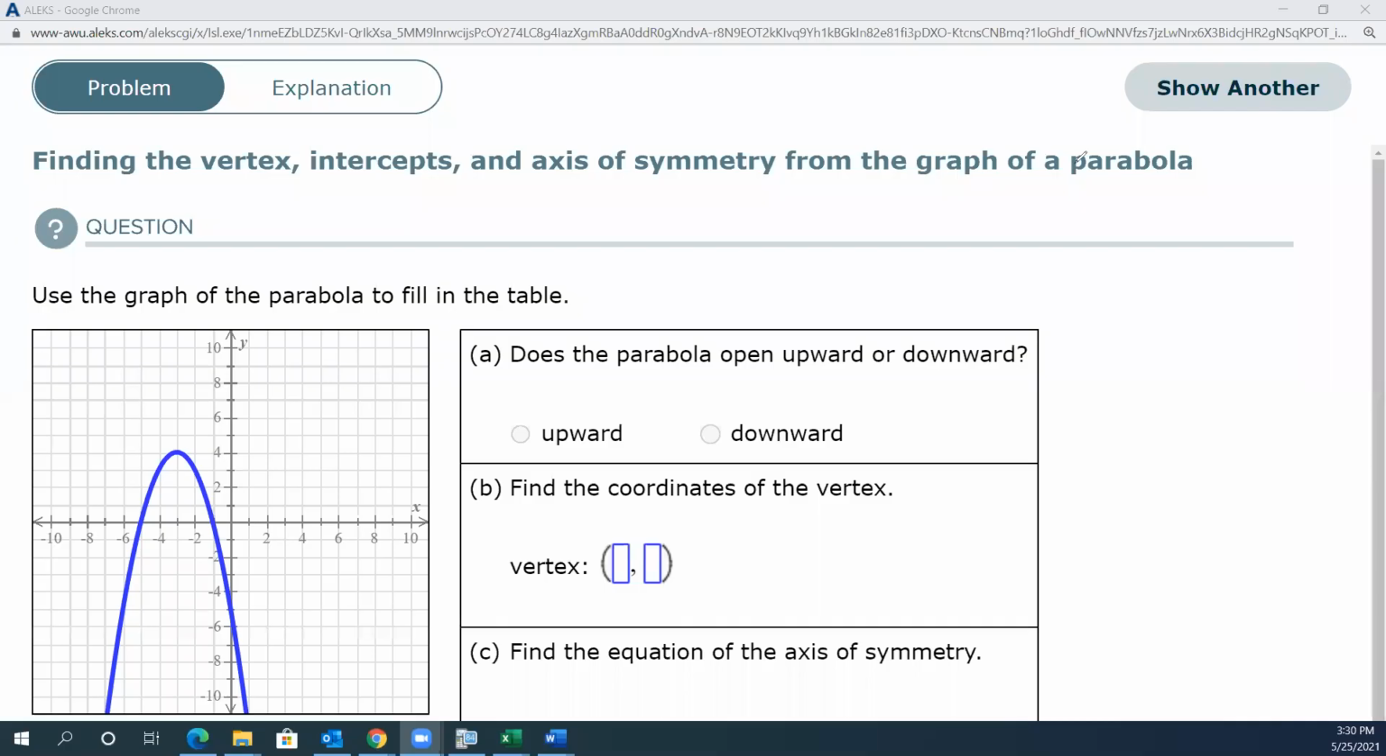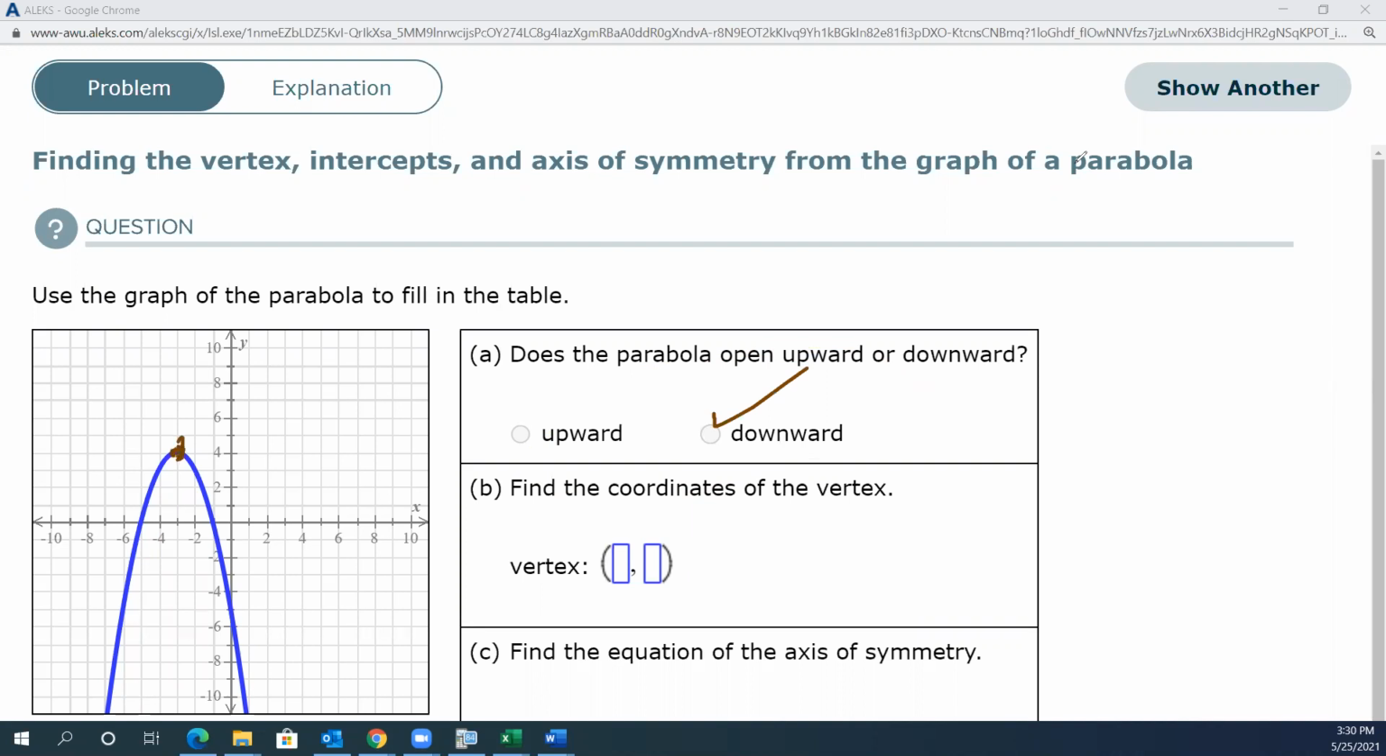Let's talk a little more about parabolas, the graphs of quadratic functions. So does this parabola open up or down? Well, it's down. So we would say down. The vertex is going to be that point right there.